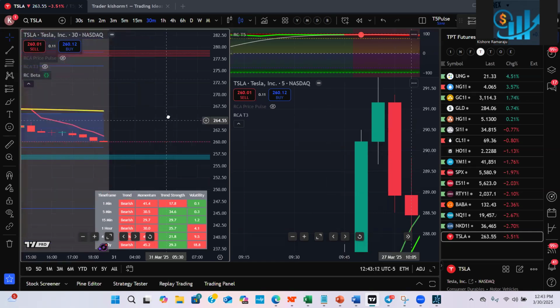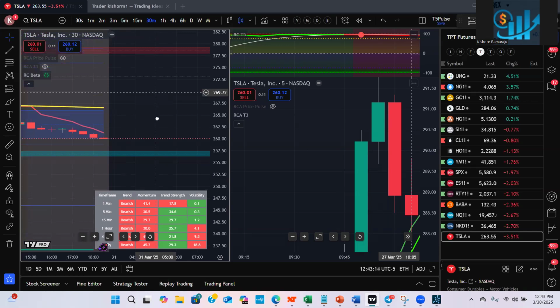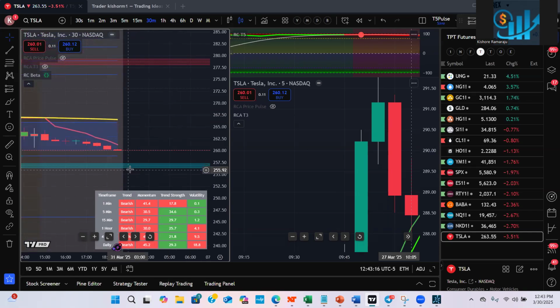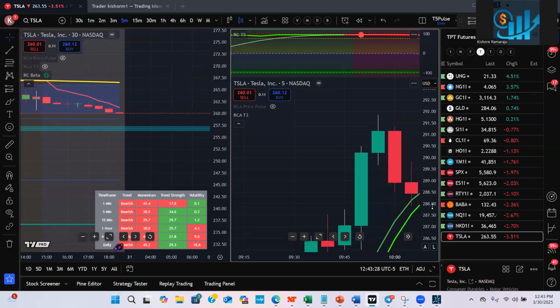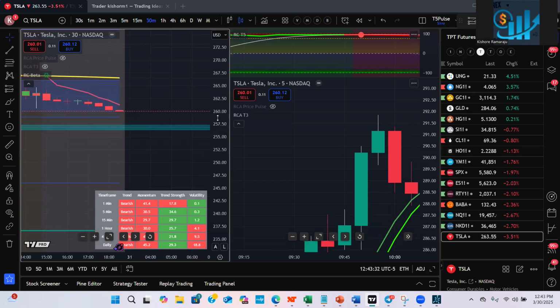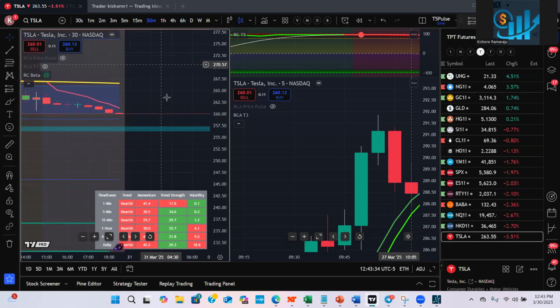So your higher time frame will always tell you where your buy orders, where your sell orders, or where your strong support, strong resistance are. So if you buy here, if it goes a little bit down, you can take a stop. Otherwise, it will generally bounce from the strong support area. So if it goes to 257, you can buy the stocks or you can do the bull puts for Tesla.